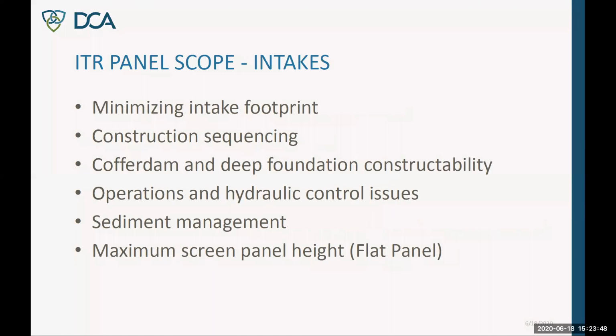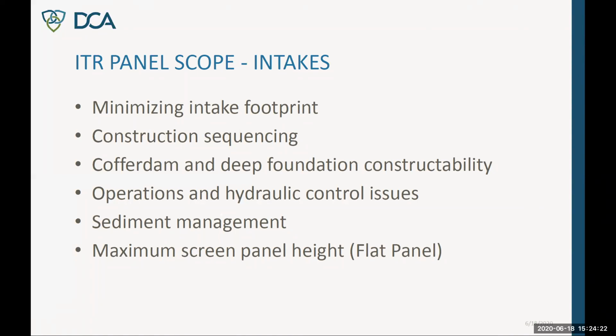Next one, please, Claudia. So their main scope: we asked them to look at the 6 items here. Minimize the intake footprints. What were their ideas for that? We went through construction sequencing and asked them to comment on how they saw that, if there's anything they thought could be done differently or better. We particularly were after input on the cofferdam and deep foundation, constructability, alternative methods, that kind of thing.